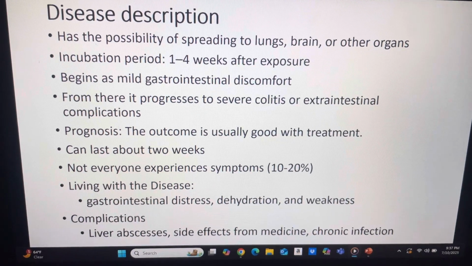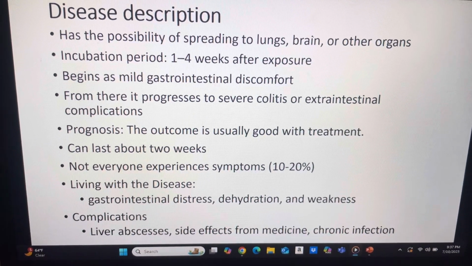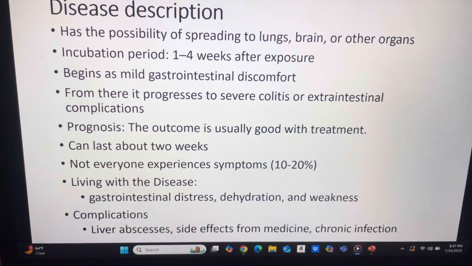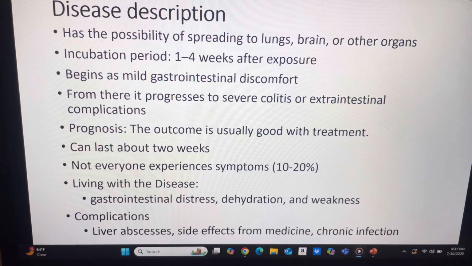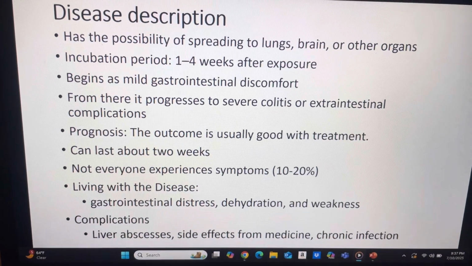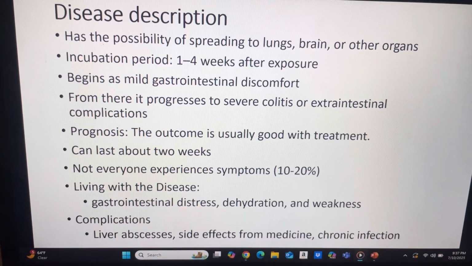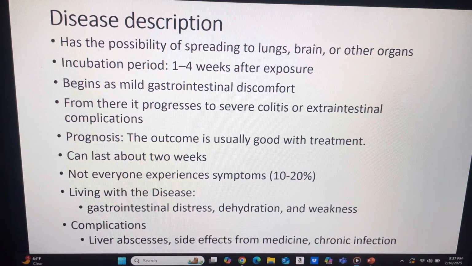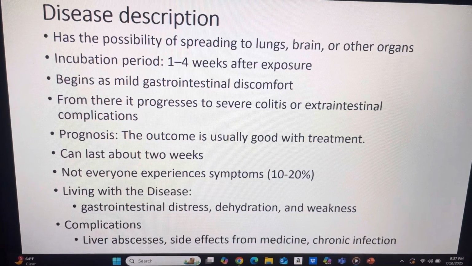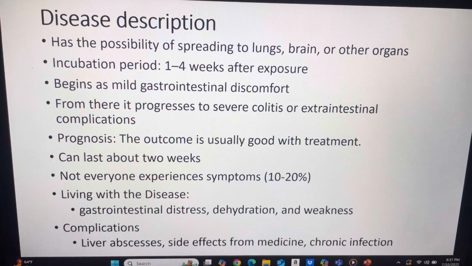And then living with the disease, it can be the same as with Giardia. It's just a bit uncomfortable. It causes gastrointestinal distress, dehydration, weakness, and then diarrhea, bloating. And then complications can be liver abscesses, side effects from medication, or just chronic infection.